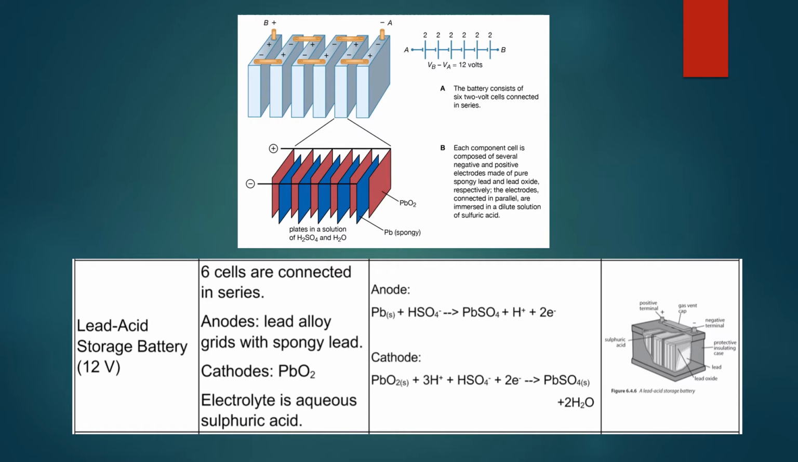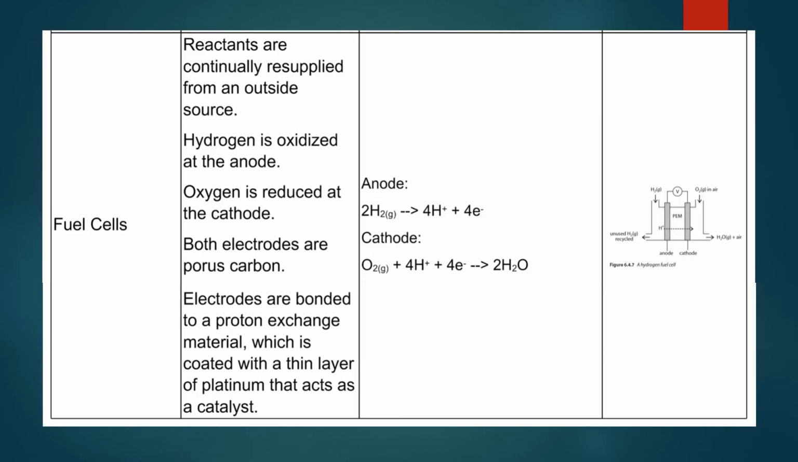The anodes for this are a lead alloy, and then we have grids with spongy lead as well. So the lead reacts with the sulfuric acid, or hydrogen sulfate, and creates lead sulfate. And at the cathode, we have lead(IV) oxide that reacts with the sulfuric acid as well and creates lead(II) sulfate. The electrolyte in this is an aqueous sulfuric acid that allows those cations and anions to complete the circuit. You can see the setup of those 6 interconnected cells in the pictures there.